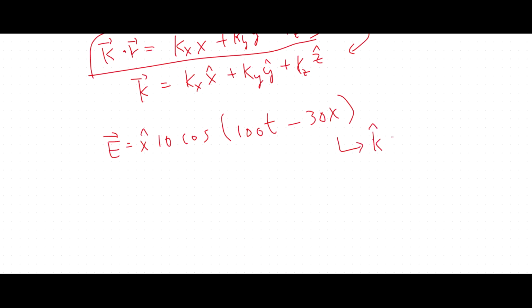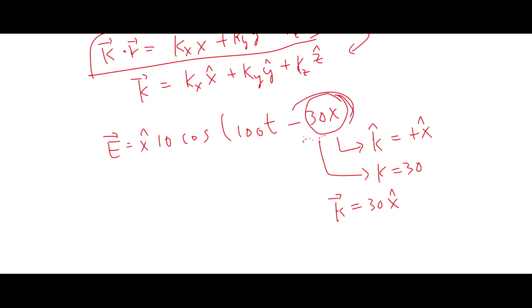Positive x, right? What is the K value? The K vector is just 30 x hat, which is the negative of this number. Are you with me? When I look at this form, I say K is just equal to this: it's negative, I change it to positive, and I see x, I put a hat on it. If you understand this, the rest are very easy.